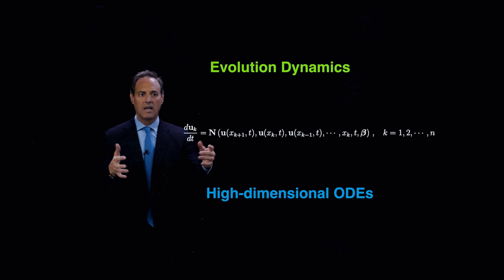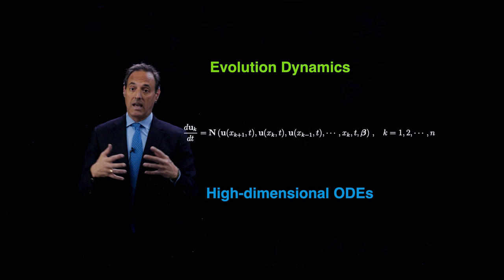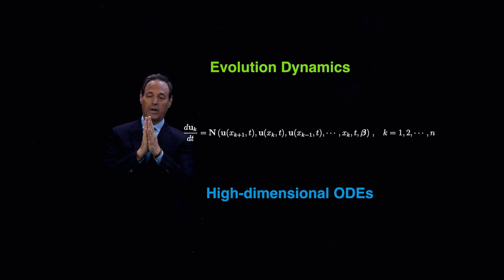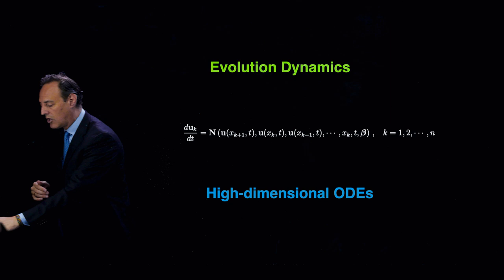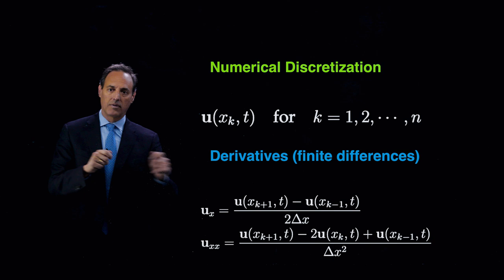And notice how now it depends upon neighboring points like k plus 1, k minus 1. And it depends on those points because of the derivatives. The derivatives make a localized point talk to its neighbors. They're related through those derivative relationships, which I showed you here, which tells you if I have a first derivative, it uses two neighbors. If I have a second derivative, it uses two neighbors plus the point itself.